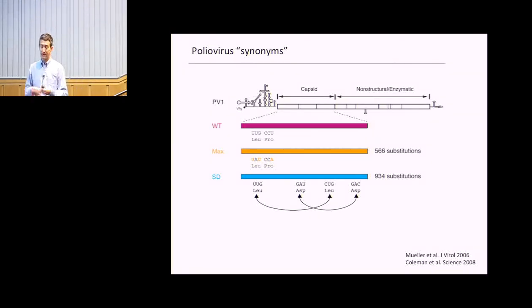Poliovirus, one of the nice things is it's the first virus that has been chemically synthesized using long oligos. And there were several viruses already generated called MAX and SD, which have either 566 or 934 point mutations across the capsid region of the genome. They code for the same capsid protein, but they're going to mutate differently because their primary nucleic acid sequence is different. So we're going to compare these two synthetic viruses with large-scale synonymous mutation to the wild-type virus in our work.